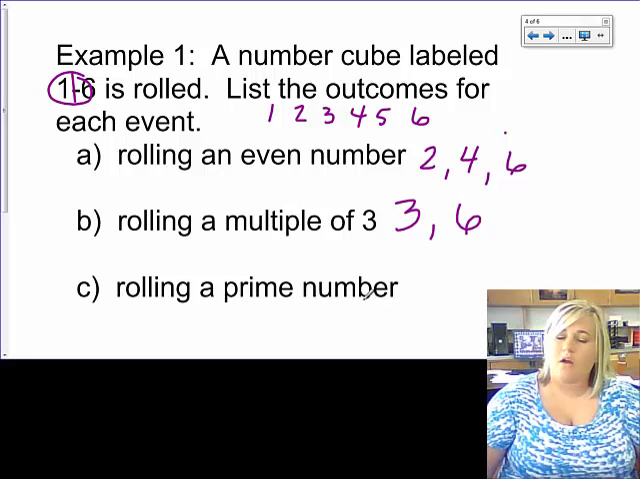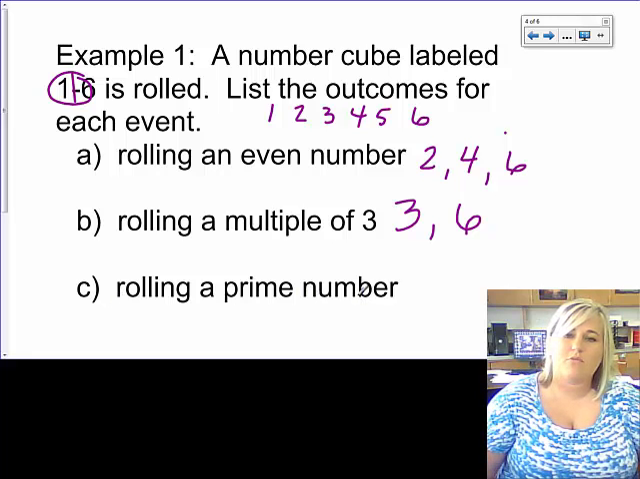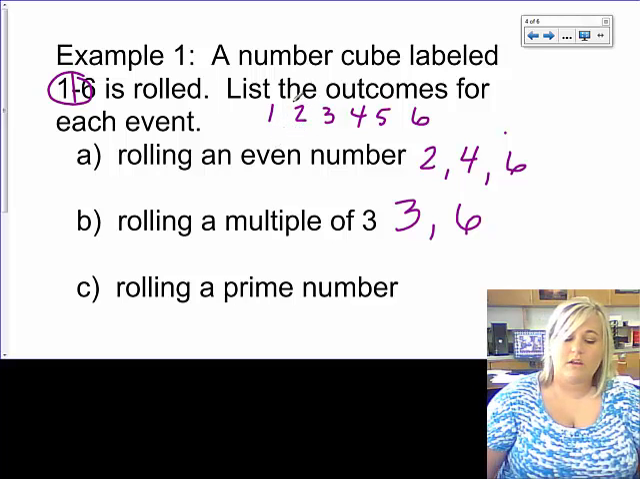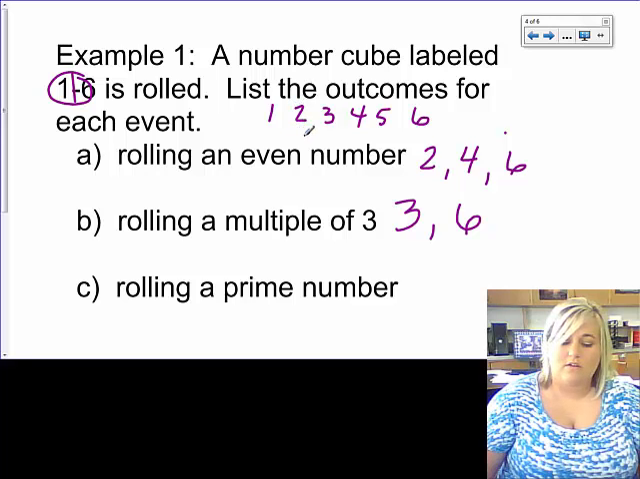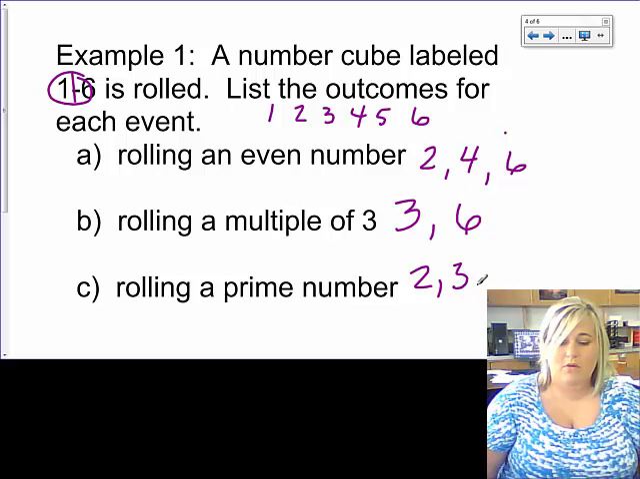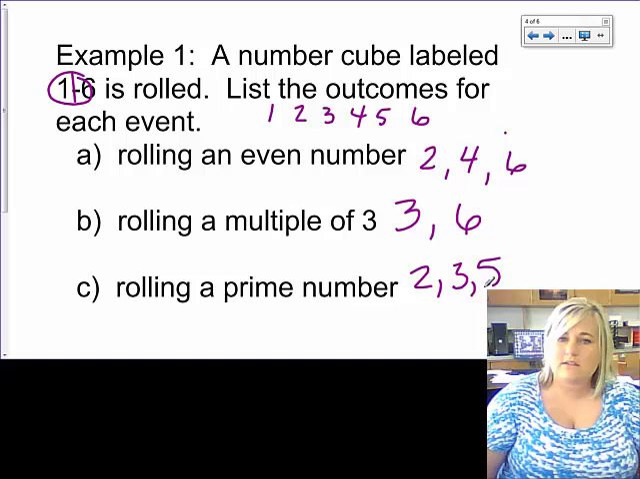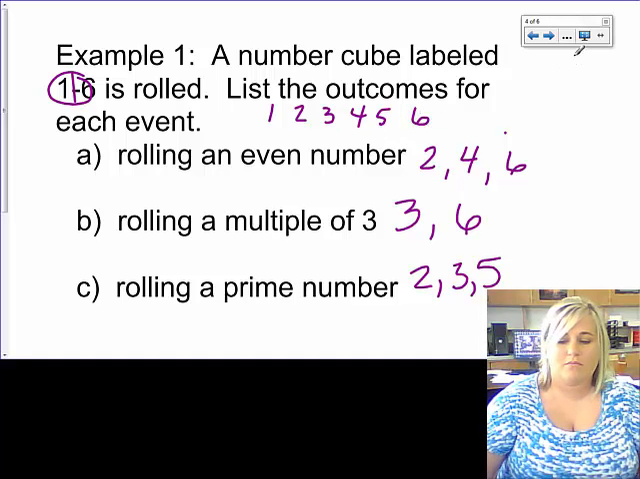Finally, rolling a prime number. Okay, hopefully you remember the definition of a prime number. That is a number whose factors are only 1 and itself. So we know that 1 is a special number. It's not a prime number, and it's also not a composite. It's its own special type of number. But 2, we know, has only factors of 1 and itself, and it's the only even number that's a prime number. 3 is also a prime number. Since 4 is an even number, we know that 2 will go into it evenly, so that one won't work. 5 is also a prime number, and then 6 again is an even number, so it won't work.